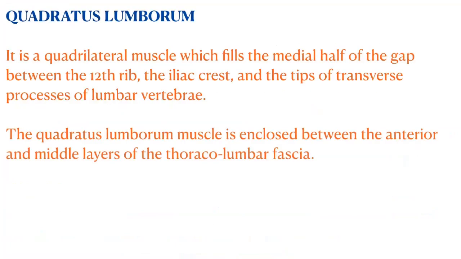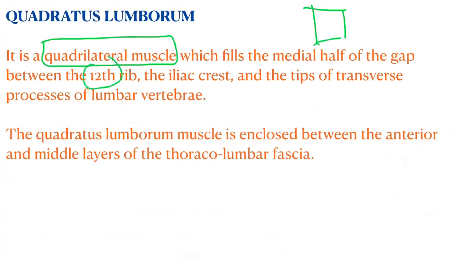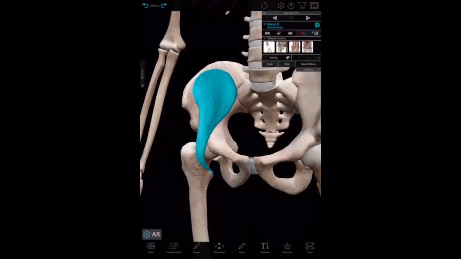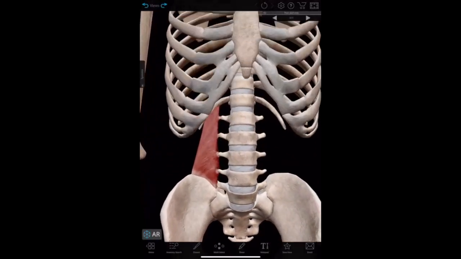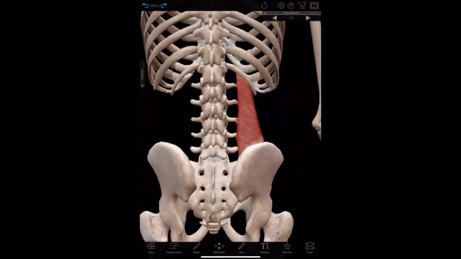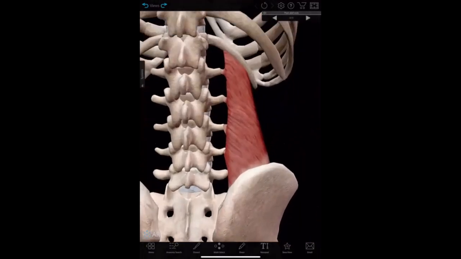Coming to the last muscle, quadratus lumborum. That is a quadrilateral muscle, right? That means it fills the medial half of the gap between the 12th rib, the iliac crest, and the tips of the transverse processes of the lumbar vertebrae. You see that? So that is the quadratus lumborum muscle. It is quadrilateral in shape.